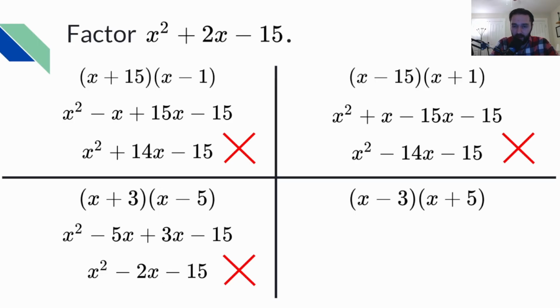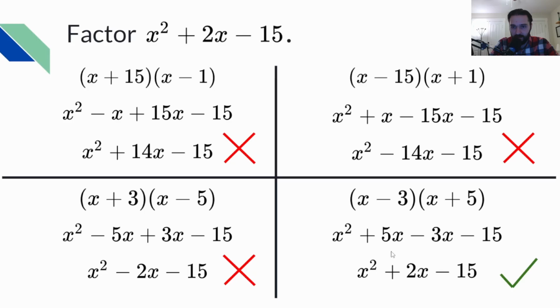Let's try out this last possibility. X minus 3 times x plus 5. If I FOIL it, I get this. I add the like terms, I get x squared plus 2x minus 15. So that matches what we started with. So that's our answer: x minus 3 times x plus 5.